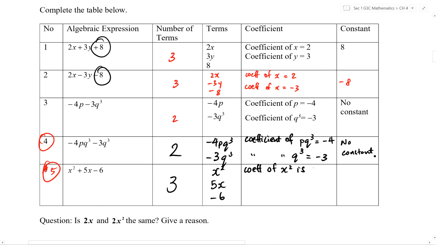Okay, because if our coefficient of x squared is 0, then 0 times x squared is 0. Then there's no more x squared term, right? So it cannot be 0. In fact, there is an invisible 1 over here. And the coefficient of x squared is 1. So coefficient of x is 5. And finally, our constant term is negative 6.